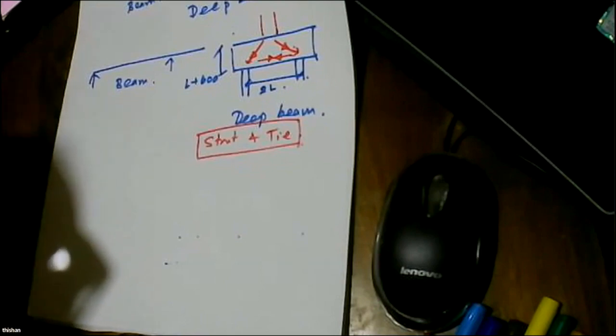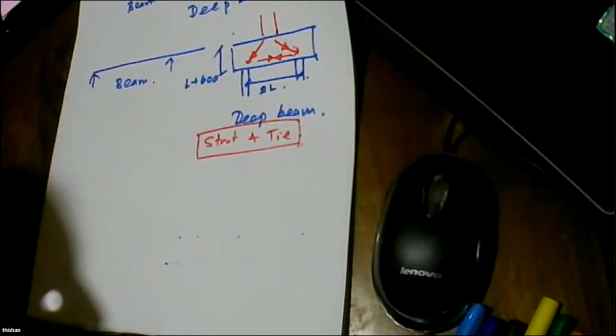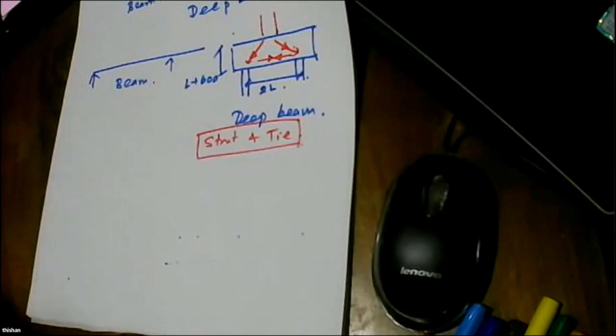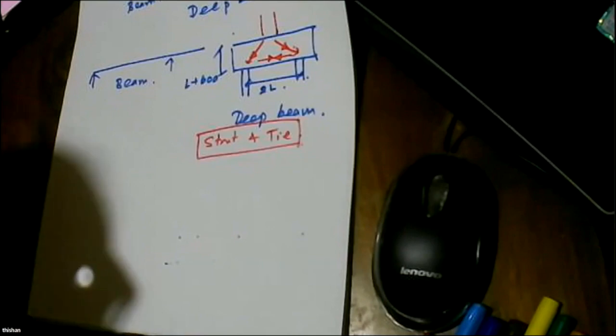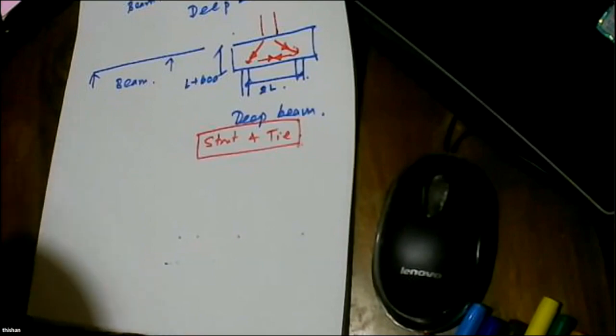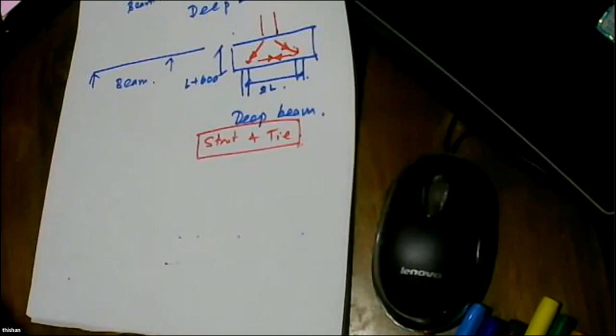Yes, sir. So you have shared it. So if you are keen, just go through the note. You can understand. Strut and tie, plane sections do not remain plane. Why? Because there is heavy shear and moment all at the same section.